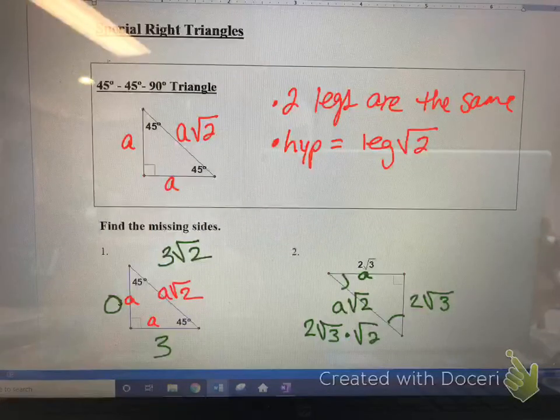So I'm going to take 2 root 3 and multiply it by root 2. Now remember, when we multiply radicals, we multiply the insides together. So I keep that 2 out front, and then on the inside I have 3 times 2, which is 6. If you could simplify that, you would. In that case, 6 can't be broken down, so we are done.